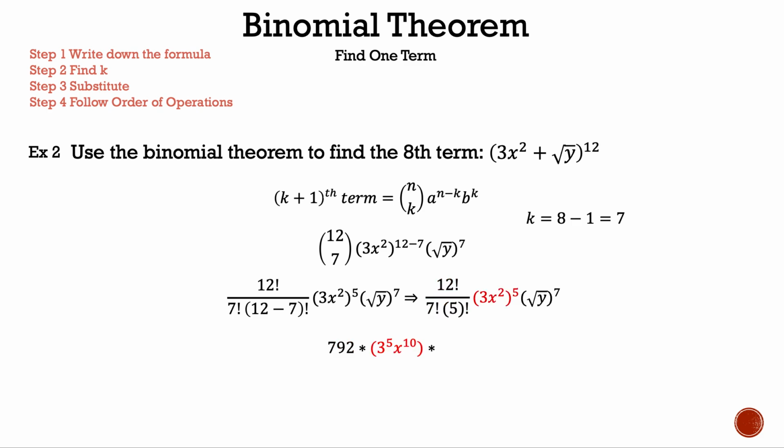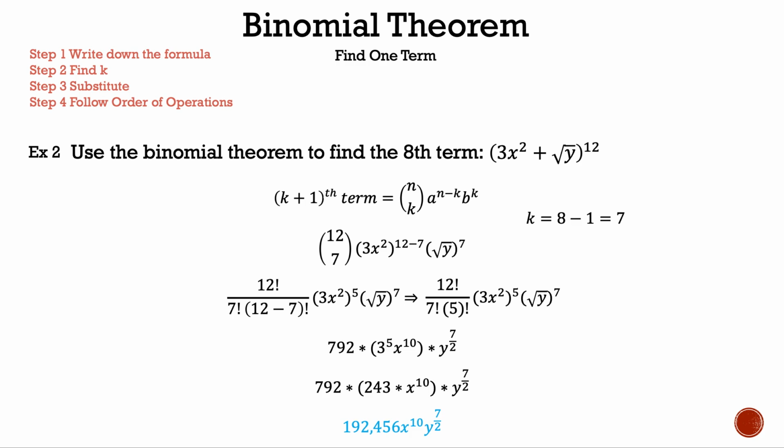And the quantity of 3x squared to the 5th power is 3 to the 5th x to the 10th. And the square root of y to the 7th becomes y to the 7 halves. Now let's multiply any whole numbers raised to a power, so 3 to the 5th becomes 243. Now let's multiply any whole numbers. So 792 times 243 is 192,456. So the eighth term of the quantity of 3x squared plus the square root of y raised to the power of 12 is 192,456 x to the 10th y to the 7 halves.